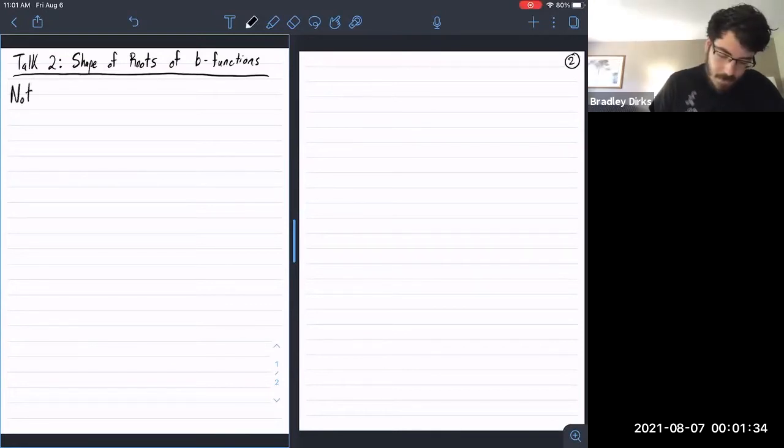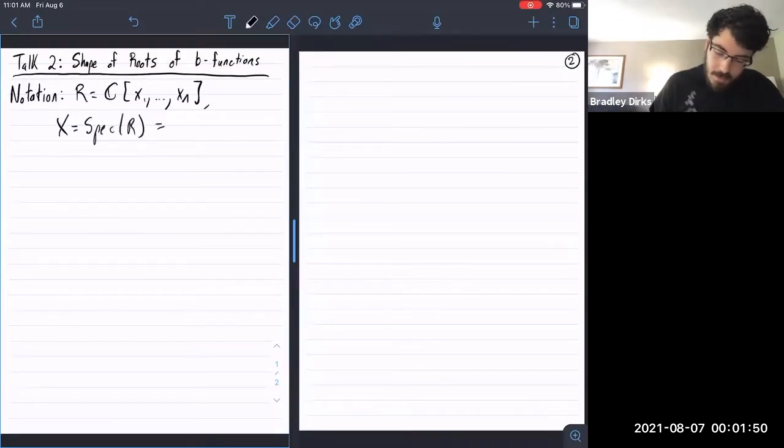So the notation is I'm going to let R be the polynomial ring over C in n variables. I'll let X be spec R, which is really just C to the n. And I'll let D, which I'll probably sometimes write as dx, be the differential operators ring.